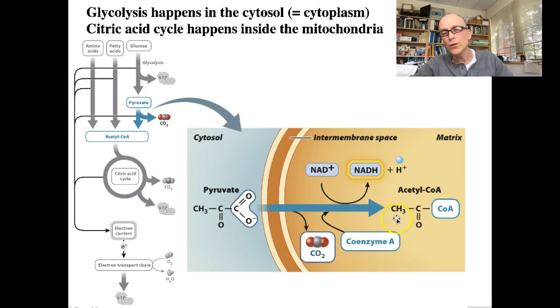And why is it called acetyl? Because acetic acid, vinegar essentially, is what this would be if the CoA wasn't there and you had a hydroxyl group. So if you had the carboxyl group here, COOH, with one methyl group at the end, one CH3, if that was COOH, then you would have acetic acid. So that's why it's called acetyl-CoA.